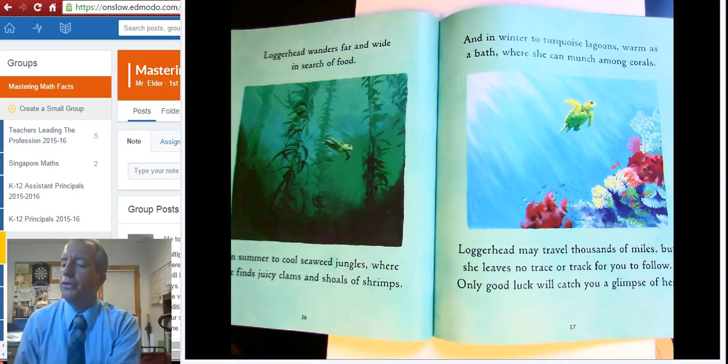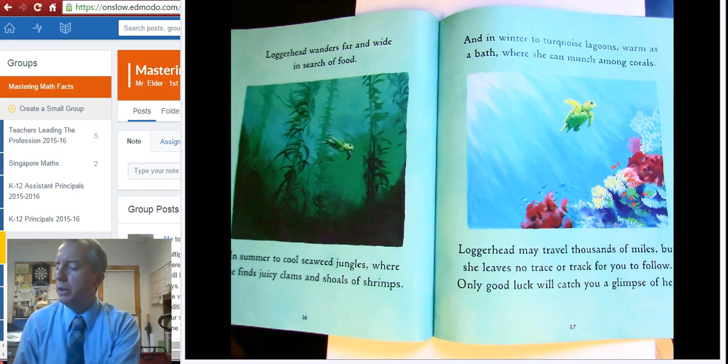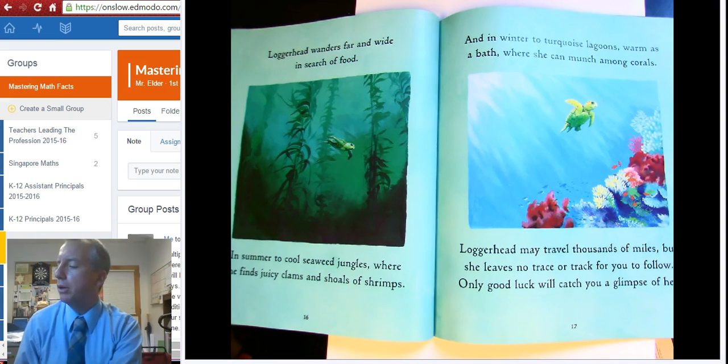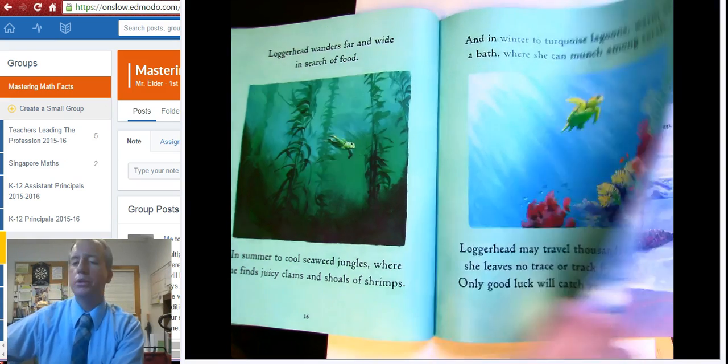Loggerhead wanders far and wide in search of food. In summer to cool seaweed jungles where she finds juicy clams and shoals of shrimps. And in winter to turquoise lagoons, warm as a bath, where she can munch among the corals. Loggerhead may travel thousands of miles, but she leaves no trace or track for you to follow. Only good luck will catch you a glimpse of her.